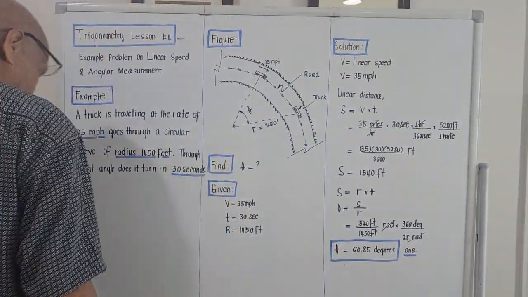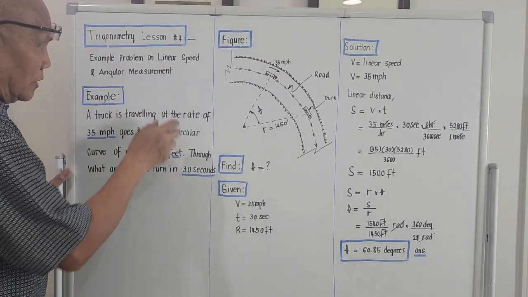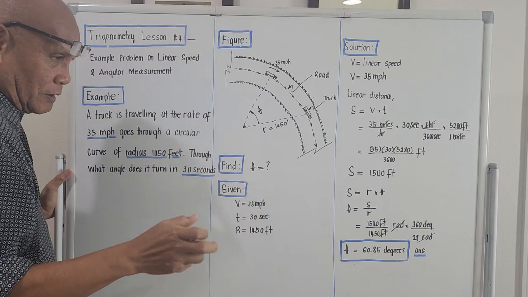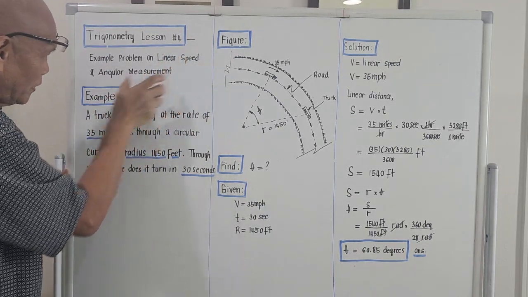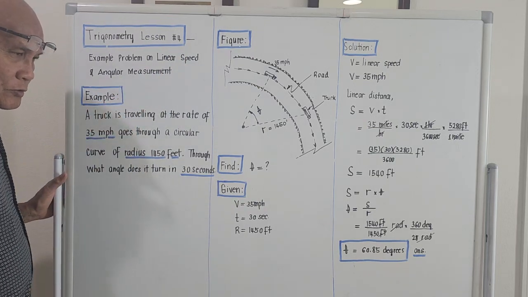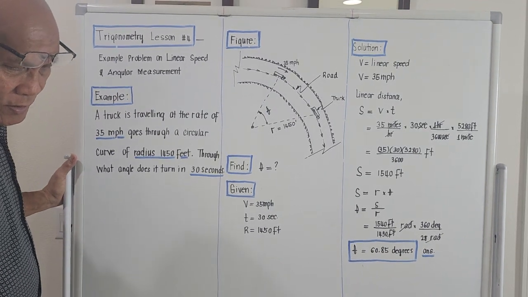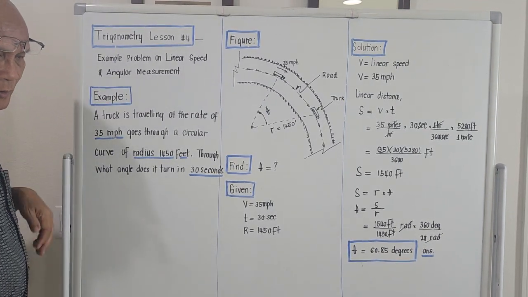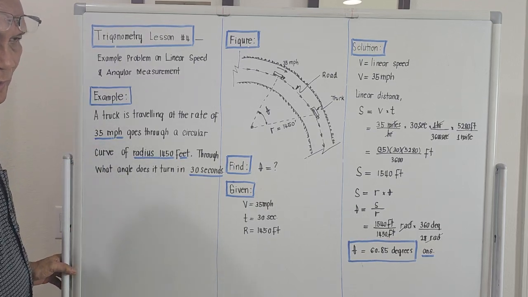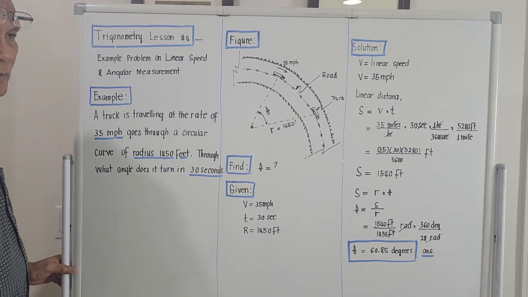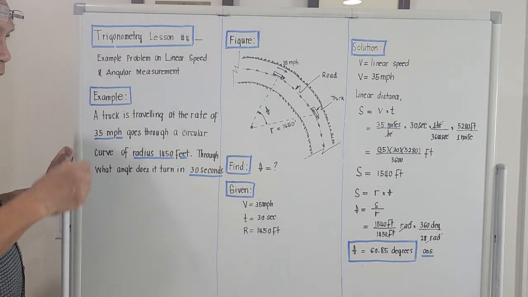The subject matter for this morning will be trigonometry, lesson number 4. And the title of the topic is Example Problem on Linear Speed and Angular Measurement. So we are still on the so-called study of angles, but as an addition to the subject matter angular measurement, I will try to introduce linear speed. Okay, I will try to read the problem.